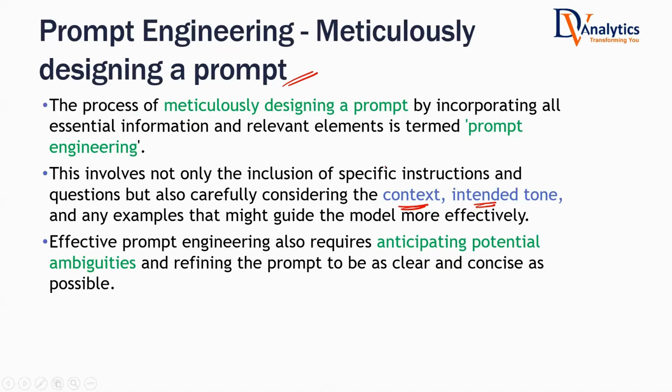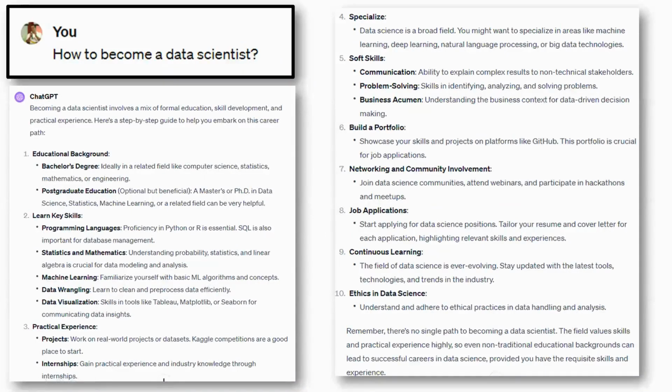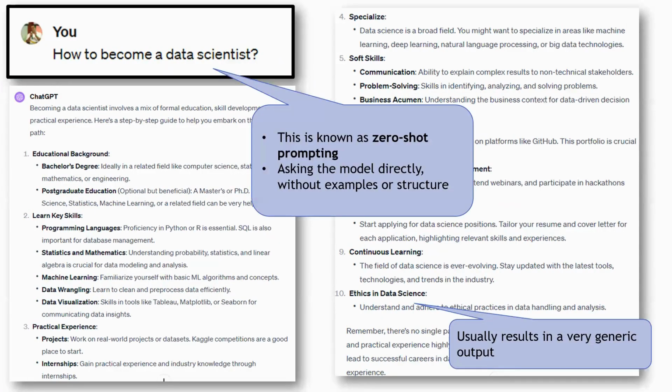So what is the typical standard method that we usually follow? Let's say I want to know about data science, how to become a data scientist, and this is what I have written. That is a typical prompt that we usually write. This is known as zero shot prompting. A shot means example. You have given zero examples. So ChatGPT or any large language model will give you the output, but the output will be very broad. It will be very generic.